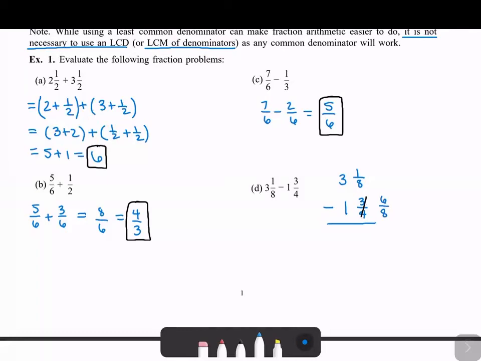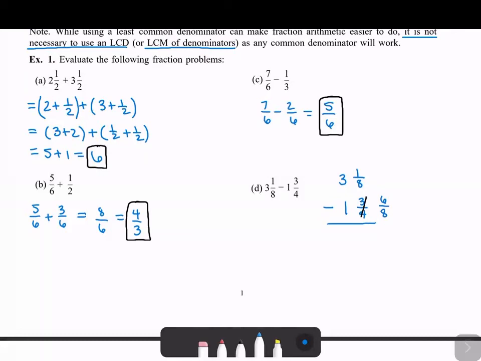Again, 4 is a factor of 8, and 8 is a multiple of 4. So that means that the least common multiple of 4 and 8 is just going to be 8 itself. Okay, so we're doing 3 and 1/8 minus now 1 and 6/8. So remember, all of these operations are occurring in the numerator part.